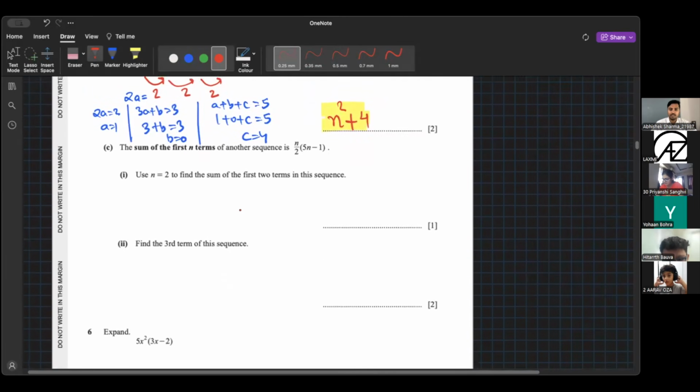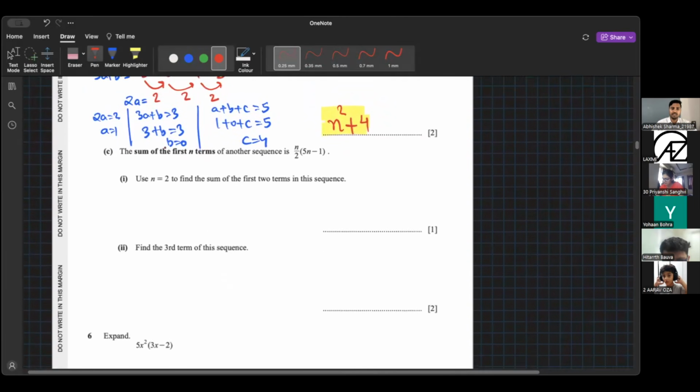Moving on to part C. It says the sum of the first n terms of another sequence is n by 2, 5n minus 1. Use n equals to 2 to find the sum of the first 2 terms in the sequence. So if n is 2, we get 2 by 2, 5 times 2 is 10, minus 1. So 2 cancels, 10 minus 1 is 9. And this is your S2, you can say, right?